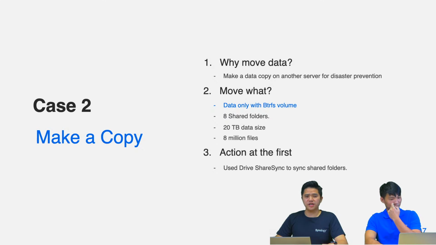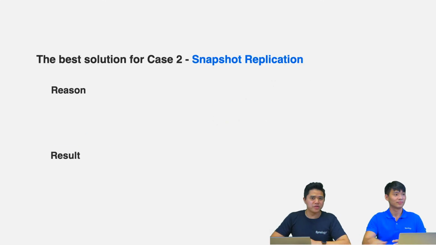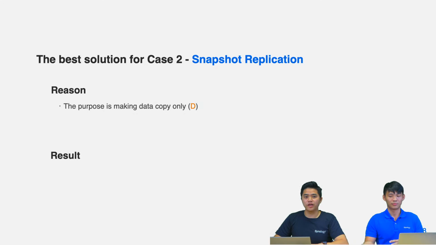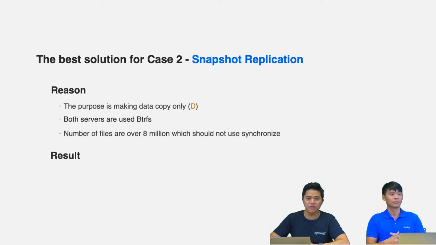Okay. In this case, I would say use Snapshot Replication. Because first, as you mentioned earlier, the user wants to copy the data only. And the second, the user's volume is BTRFS file system. And the third thing, which is very important, they shouldn't use a synchronization package because the number of their files is more than 8 million.